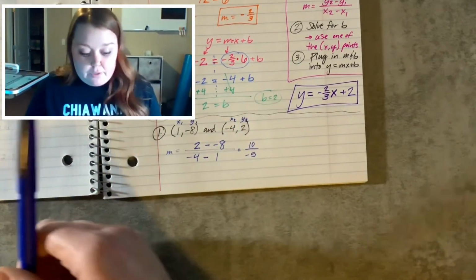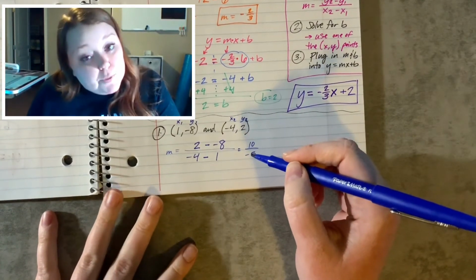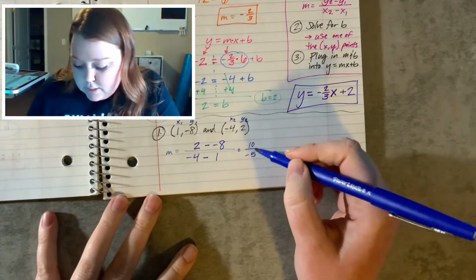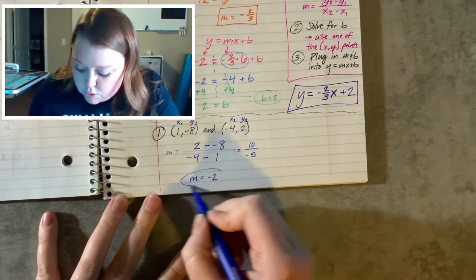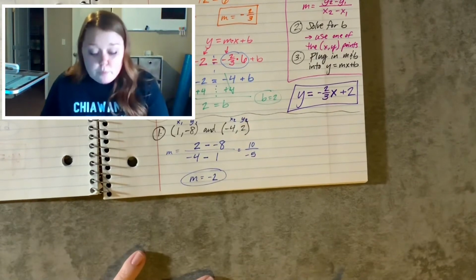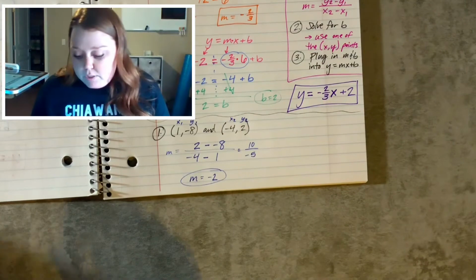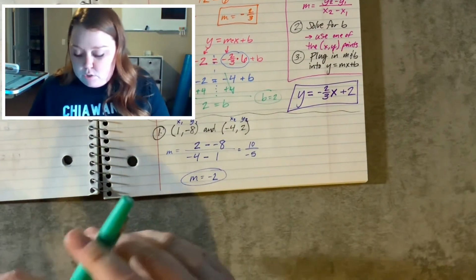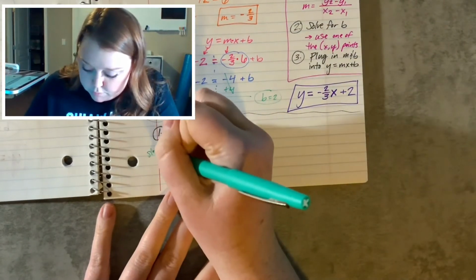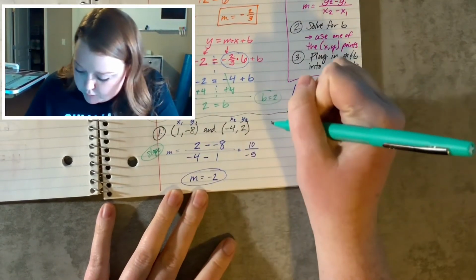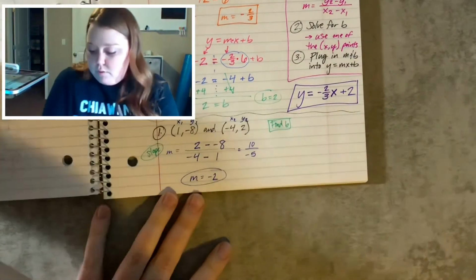Okay, use a calculator. Last thing we always should do is simplify. 10 divided by -5 is -2. So you just found that your slope is -2. Okay, now we're going to start plugging stuff in to solve for b. So we solved for slope. Now we need to find b. If you need steps like that, you can do it.